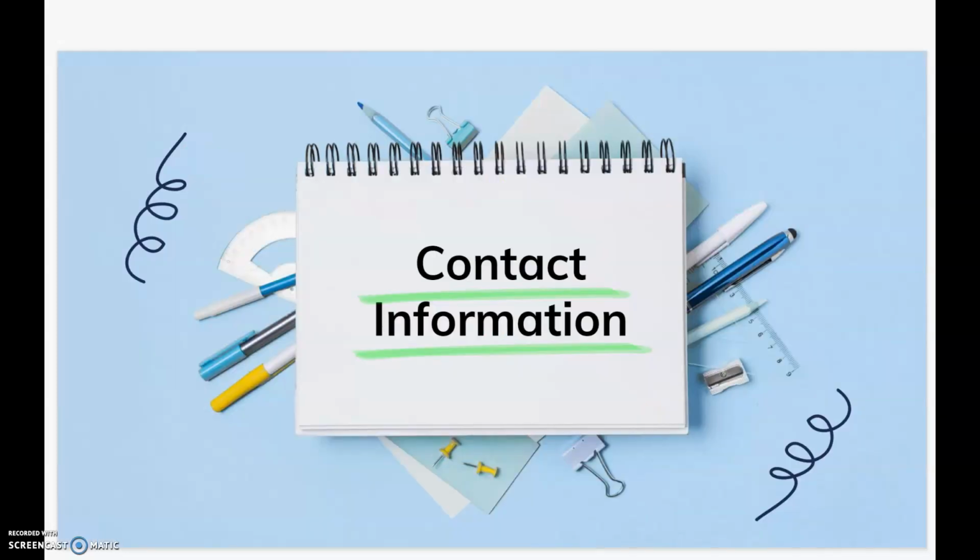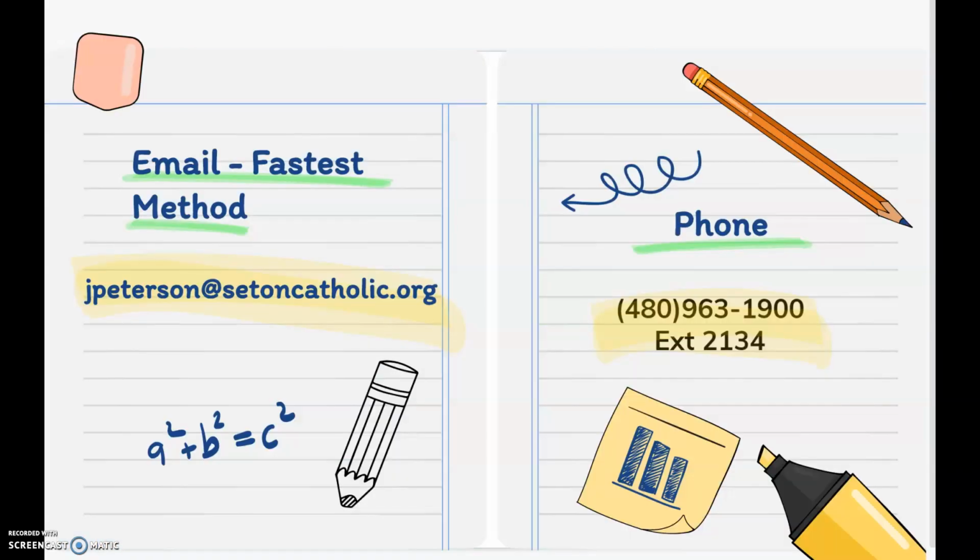So here's my contact information if you ever need to get a hold of me. The best way to get a hold of me obviously is email. I marked that on the left hand side of this screen. And my email address is jpeterson@setoncatholic.org. You can also call me on my phone at extension 2134. That one's a little bit more difficult. I've had cases where my phone blinker for a message doesn't go off, so I usually ask parents to email me because that will be the quickest way. I check that often throughout the day.